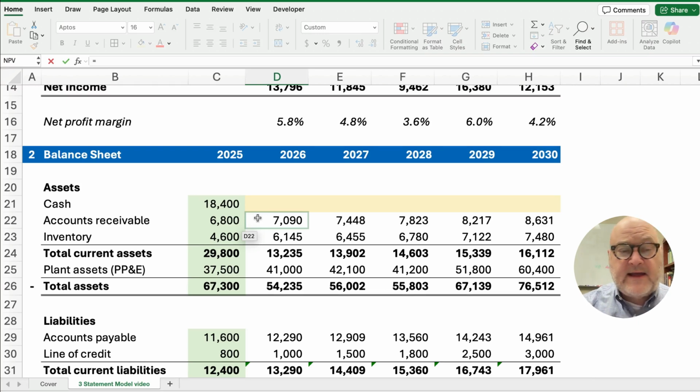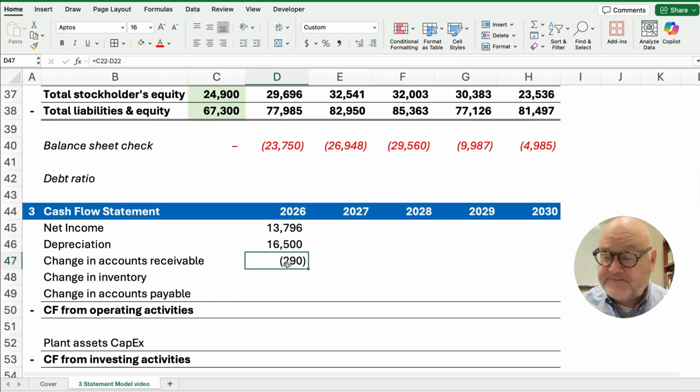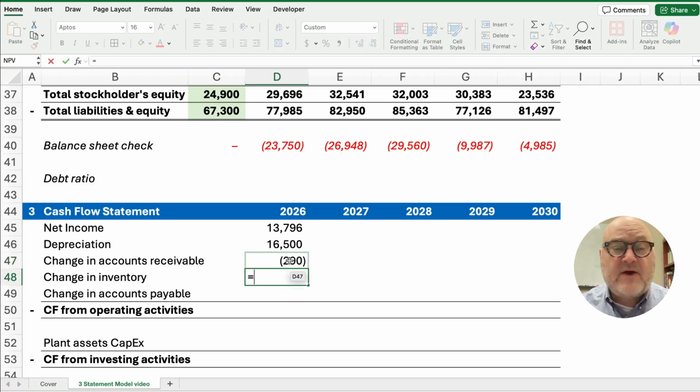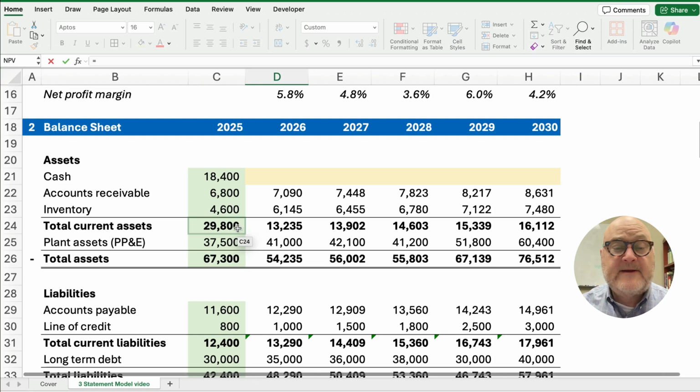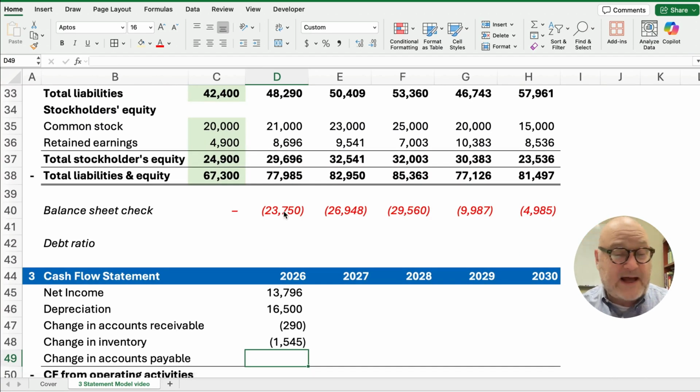Well, anytime an asset goes up, cash goes down. So we're going to take the $6,800 minus the $7,090 and say that's a decrease in cash. So that's a decrease in cash. The next one, inventory. If inventory goes up, then we're buying more inventory. And so here, inventory goes up, so we're going to take the $4,600 minus the $6,145. That means cash goes down. We're buying inventory.